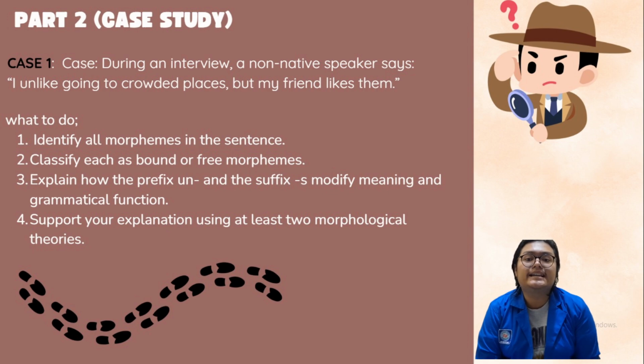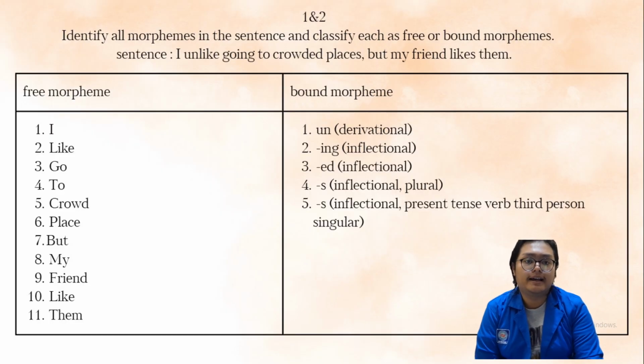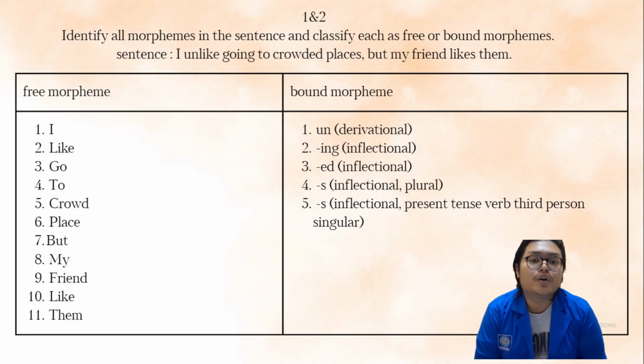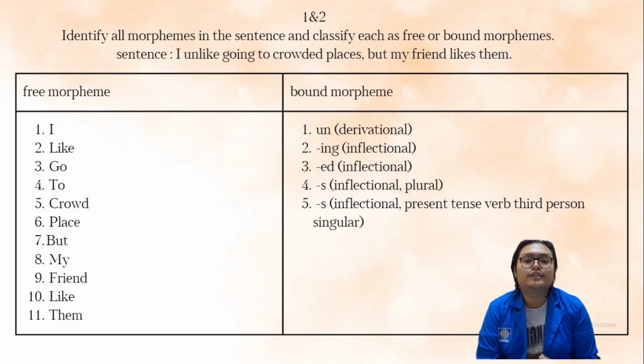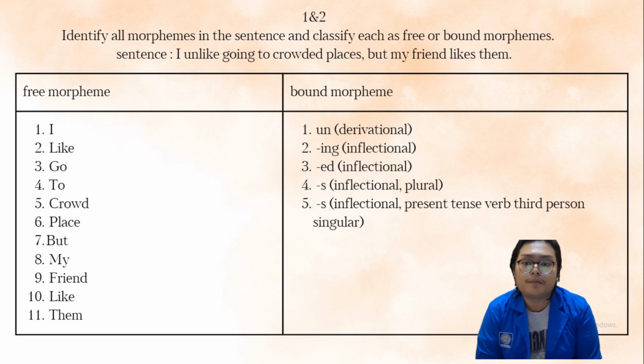For example, during an interview, a non-native speaker says, "I unlike going to crowded places, but my friend likes them." What to do? First, identify all morphemes in the sentence and classify them as free or bound morphemes. We need to classify what is free and bound here. The free morphemes are: I, like, go, to, crowd, place, but, my, friend, like, them. Those are the free morphemes.